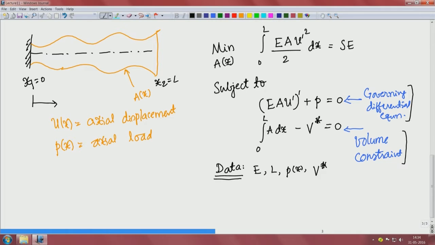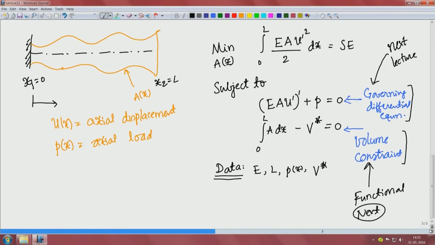When you have an objective which is a functional and then a constraint which is a functional, this is a functional constraint, and that is what we will discuss now, what happens if it is there. Then we will discuss what happens if it is in the form of a differential equation. That we will discuss in the next lecture. This is a structural optimization problem in its simplest form.